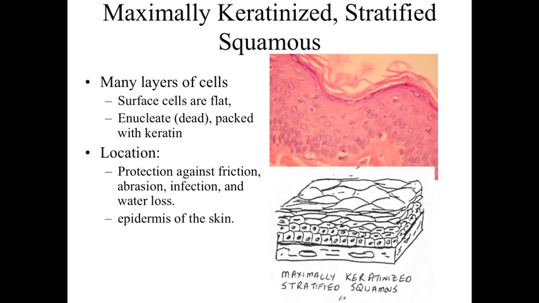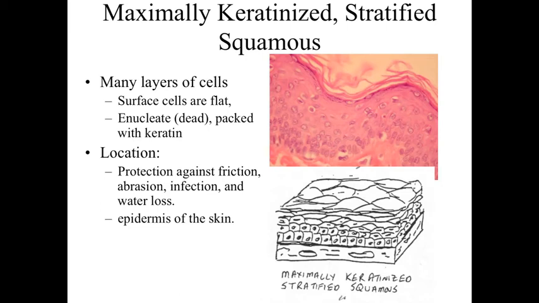In contrast, the maximally keratinized stratified squamous epithelium has the same basic setup: stratified, multiple cell layers, in this case many, many cell layers, but the surface cells are still going to be squamous. They're still going to be flat, but they're going to be enucleate. They're essentially going to be dead. And these are maximally keratinized, meaning that those surface cells are packed with keratin, this very resistant, very strong cytoskeletal element. And that's going to give strength to the outer surface of the skin.